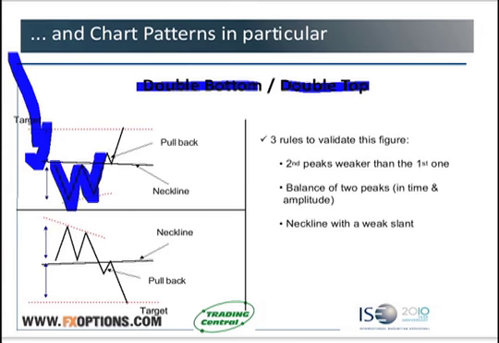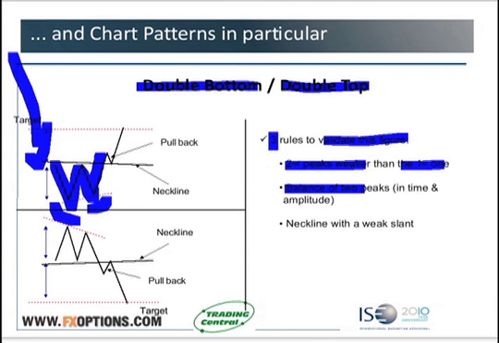So we have 3 main rules to validate this kind of figure. The second peak is weaker than the first one. As you can see, the second peak is above the bottom of the first one. There is a balance of 2 peaks. That means that they are quite similar in time and amplitude. They are the same size during the same trading time. And the neckline is not a horizontal neckline.